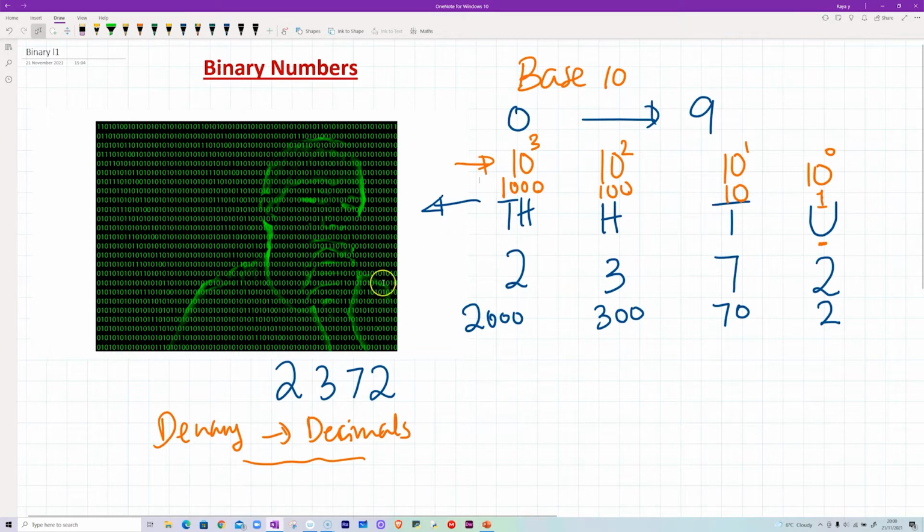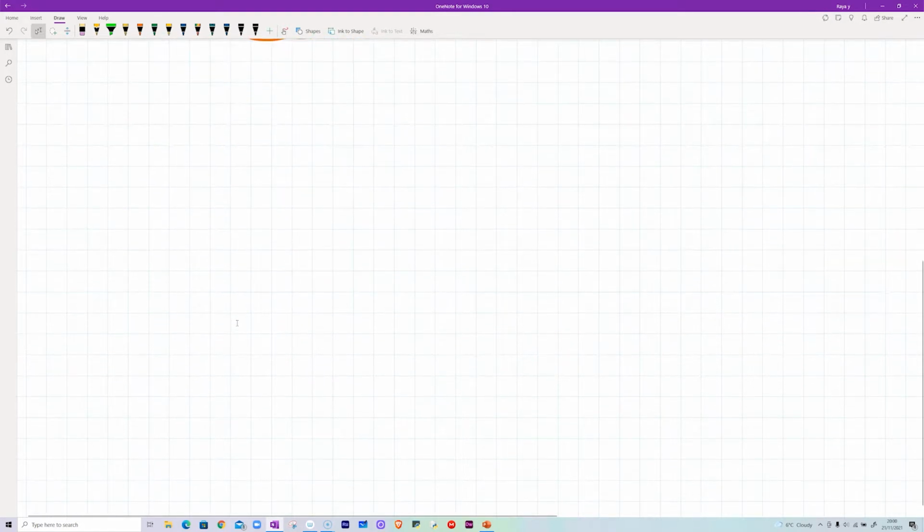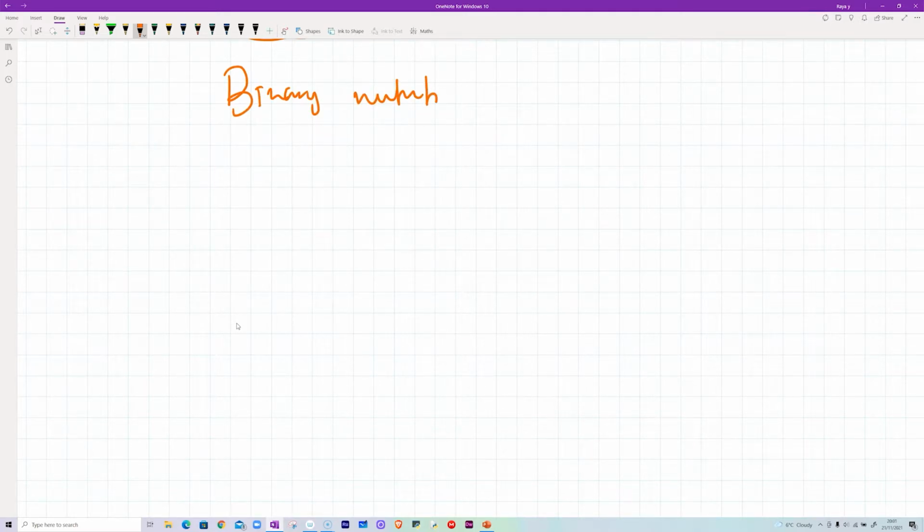So computers only understand 1 and 0. So they are called binary numbers. What are they? Well, it's a number system that only uses 2 digits. Only 1s and 0s. That's the only thing. Everything in a computer has to be in 1s and 0s, but nothing else.